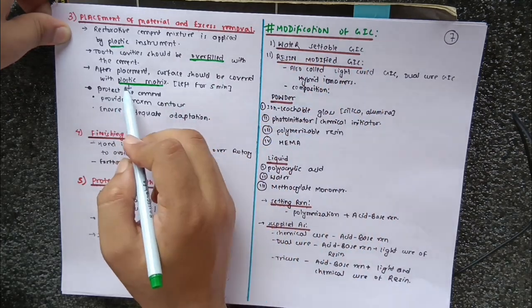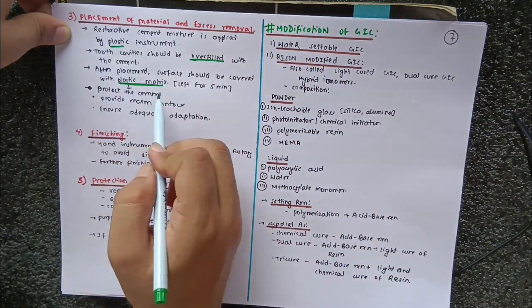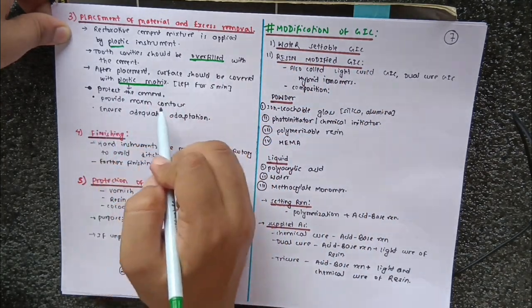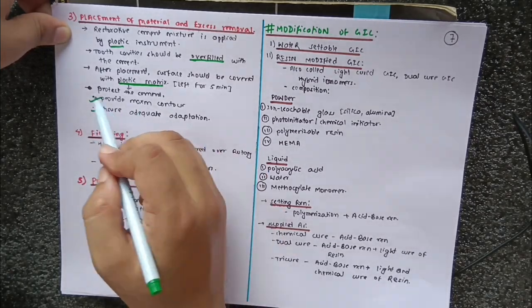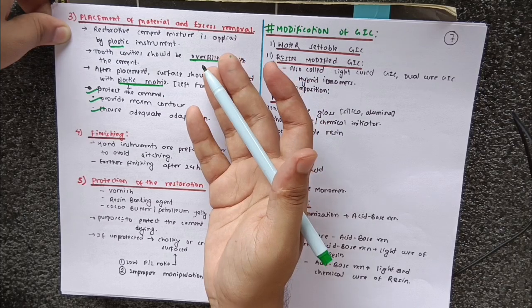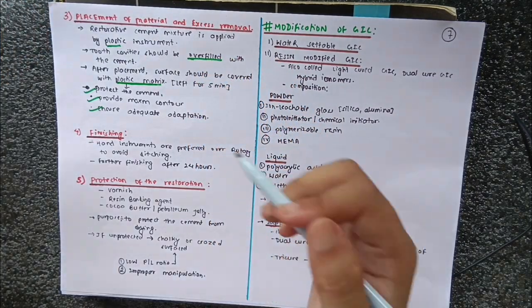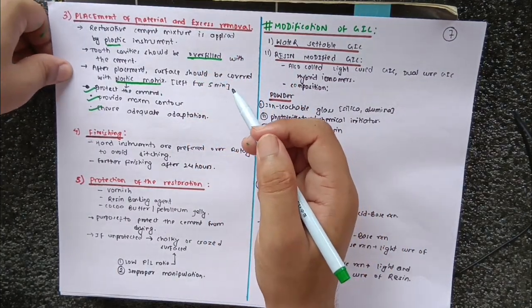So we should cover with the plastic matrix, so it protects the cement and it provides the maximum contour. This is important: it ensures the adequate adaptation. So it protects the cement, provides the maximum contour and ensures the adequate adaptation of the restoration.